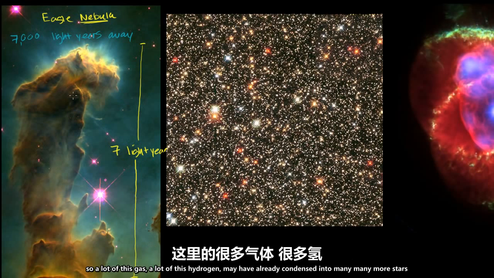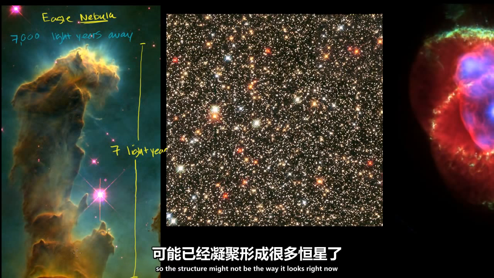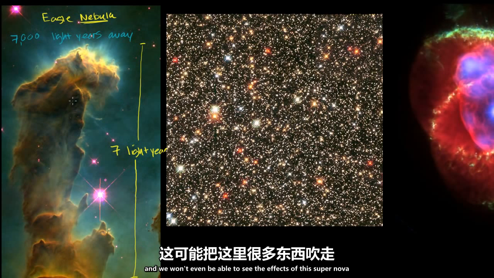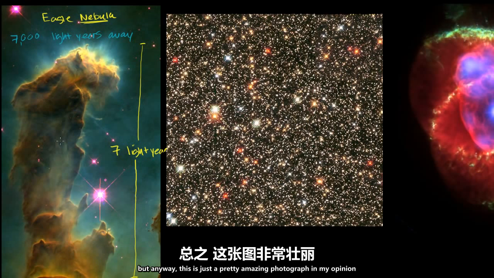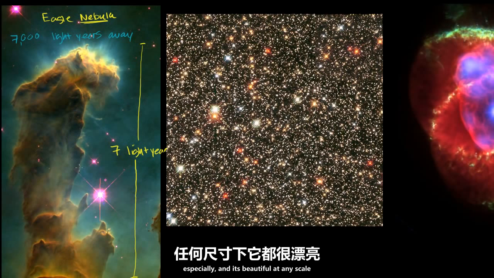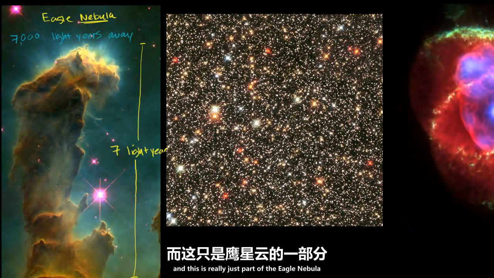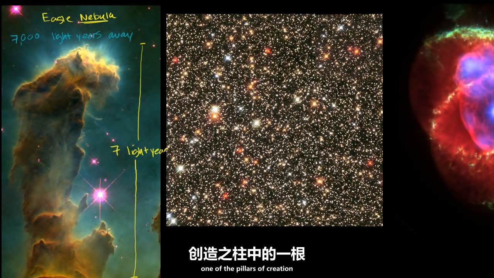So a lot of this gas, a lot of this hydrogen may have already condensed into many, many more stars. So the structure might not be the way it looks right now. And actually, there was another supernova that we think might have blown away a lot of this dust, and we won't even be able to see the effects of that supernova for another 1,000 years. But anyway, this is a pretty amazing photograph in my opinion. It's beautiful at any scale, but it's even more mind-blowing when you think that this is a structure that is 7 light years tall, and this is really just part of the Eagle Nebula, one of the pillars of creation.